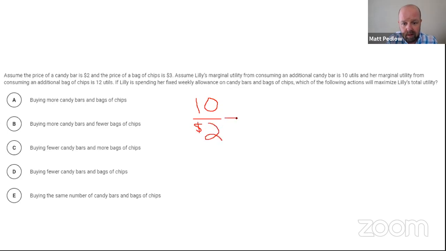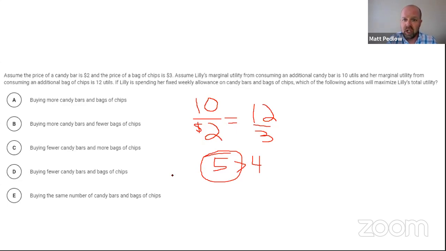I know what you're thinking. This guy's getting pretty good with this PowerPoint pen here. The marginal utility of a bag of chips, 12, and the price, $3. Okay, so 5 is obviously not equal to 4. So what should you do? You remember, use the one that's higher. You're getting more satisfaction per dollar. So this is candy bars.